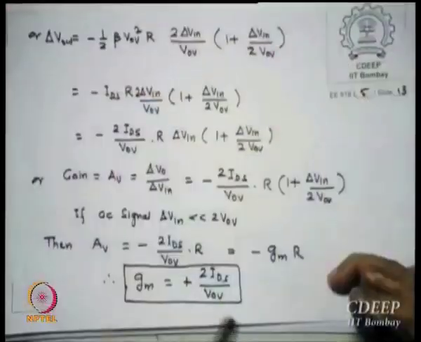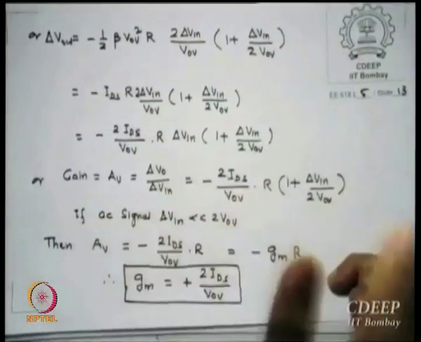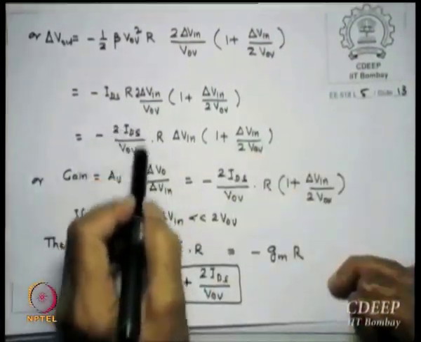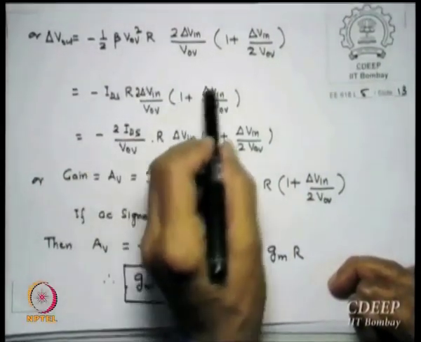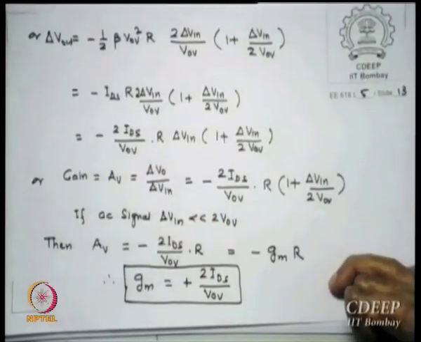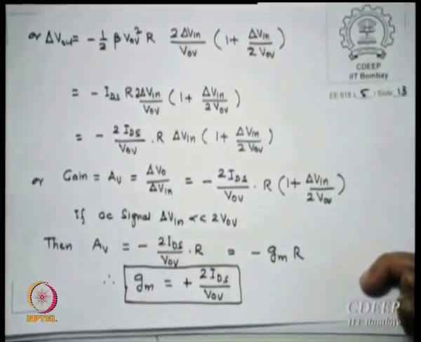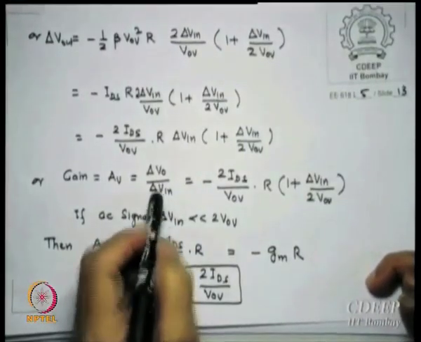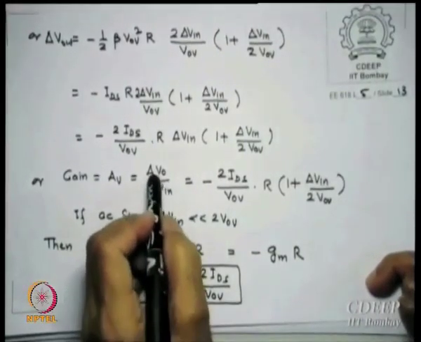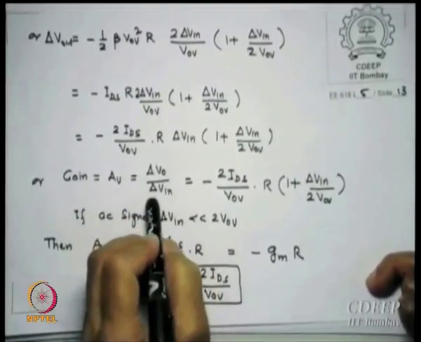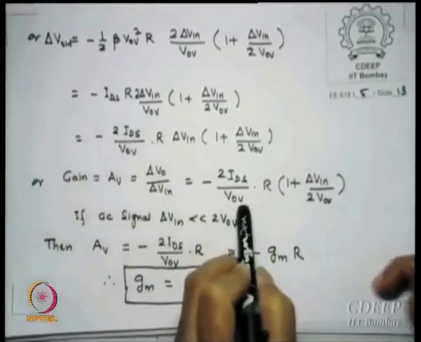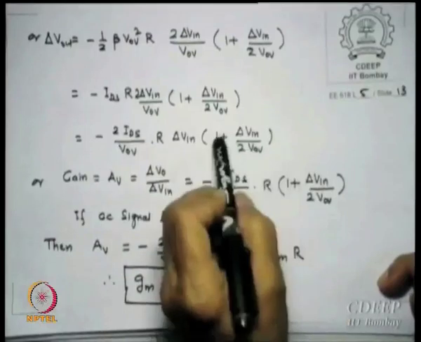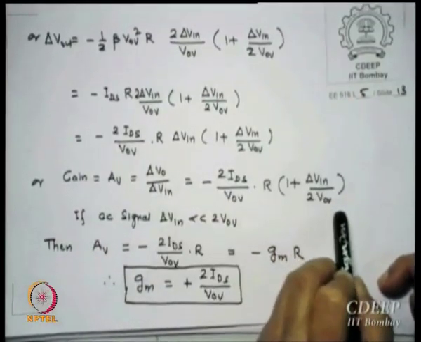Nothing great I am doing, I am just reorganizing, because I am looking for the IDS by V_OV term at the end. So I get 2 IDS by V_OV times R, times delta V in, times 1 plus delta V in by 2 V_OV. Now what is the gain I defined? Change in output voltage by change in input voltage, which from this expression becomes minus 2 IDS by V_OV times R into 1 plus delta V in by 2 V_OV. Is that clear?